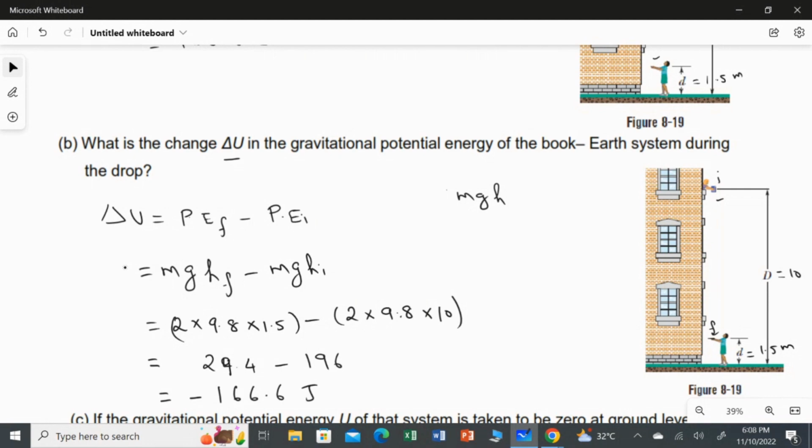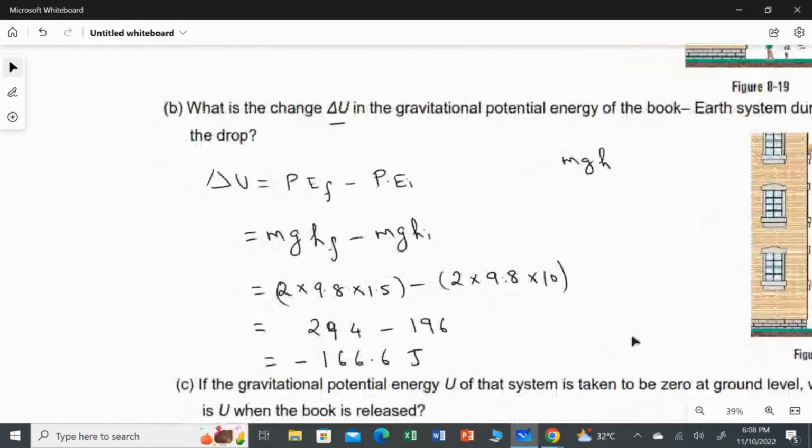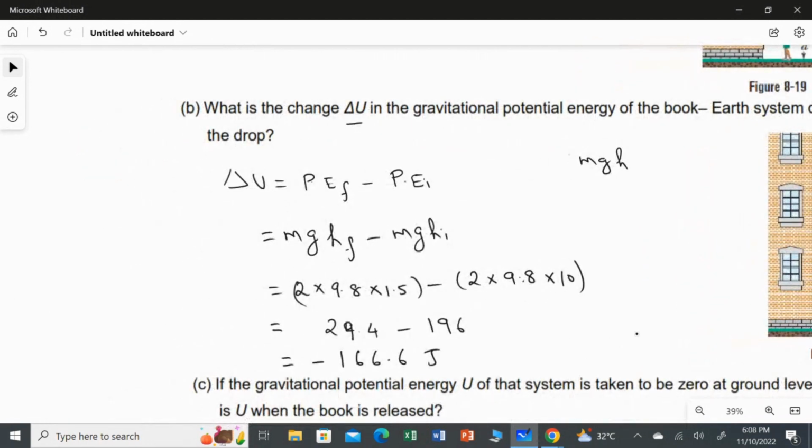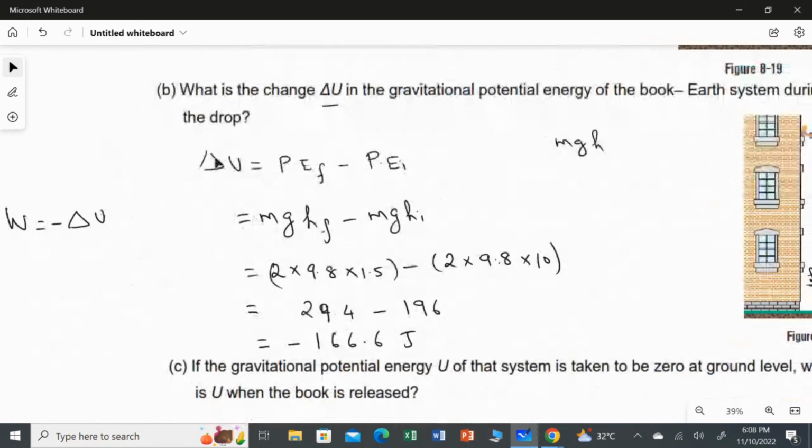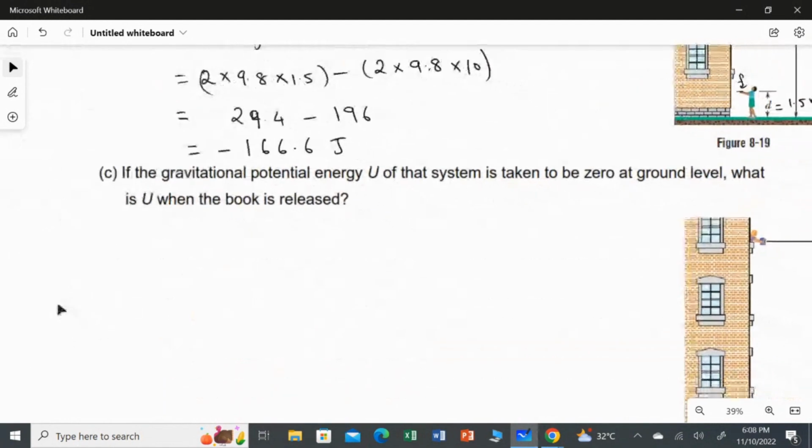Clear? So in theory, what we studied, work done is exactly equal to the negative of change in potential energy. Am I right? So it's proved here, because the work done by gravity, we got the positive value of 166.6 joules, but when we find the value of the change in potential energy, we got the negative value. That means the rule exactly works. Clear? Okay, now we have to answer the third question.